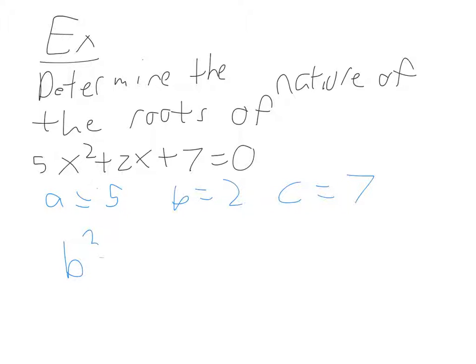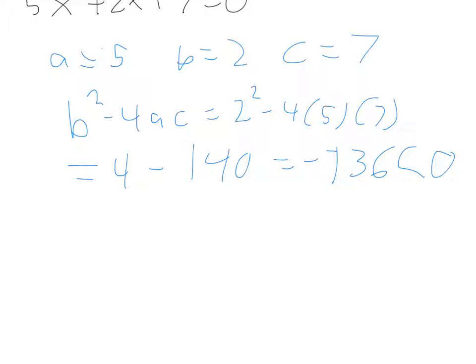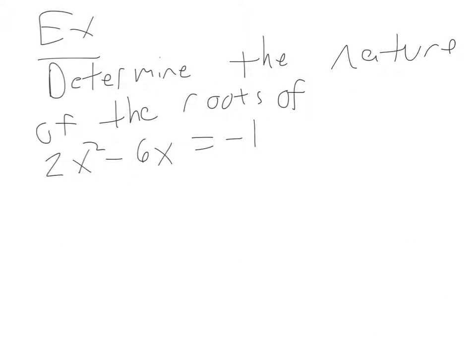So it'd be b squared minus 4ac, or 2 squared minus 4 times 5 times 7. So that would be 4 minus 4 times 5, which is 20, times 7 is 140. Which means our discriminant is negative 136, which is less than 0, obviously. That means we would have 2 complex roots.